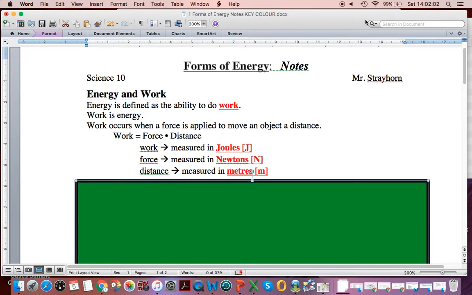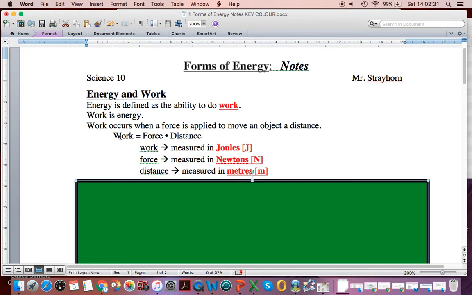Alrighty, so let's rattle through this early stuff. Energy is defined as the ability to do work. And there's a physics definition of work. So what does that mean? It means we have to apply a force and we have to move an object a distance. So first of all, work is energy. Work occurs when a force applied moves that object a distance.